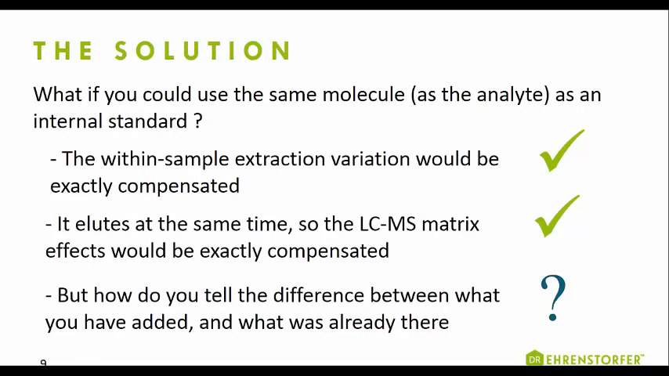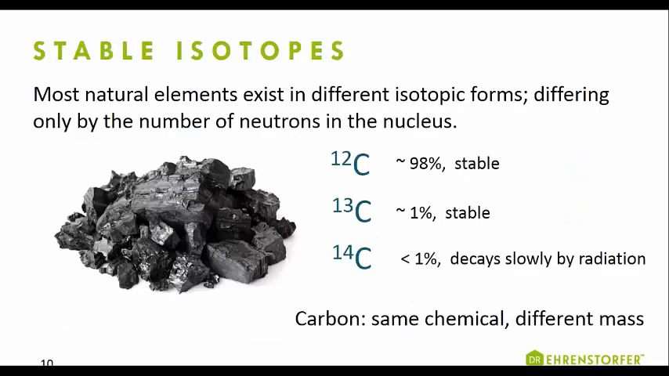So the only solution is to use the analyte itself as an internal standard. So by definition, it would elute at the same time and suffer from the same matrix effects. But then you need to distinguish what you've added from what you're trying to measure. And the answer is to use a stable isotope analogue of the analyte as your internal standard. So I'll briefly explain what a stable isotope internal standard is.